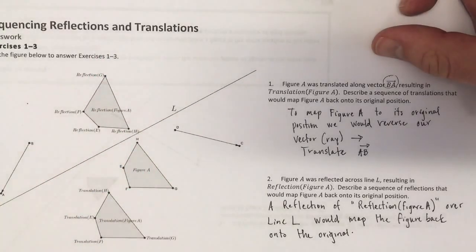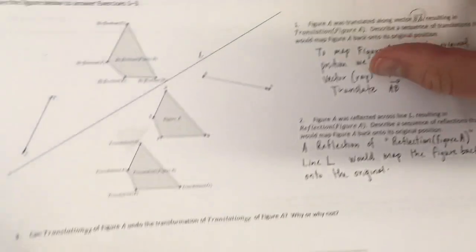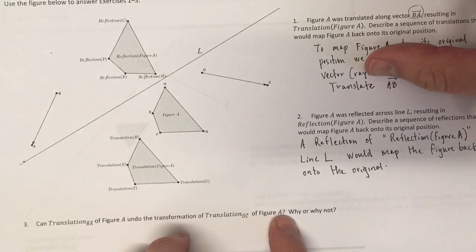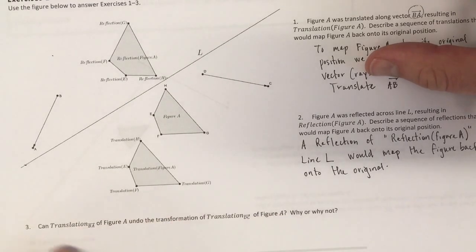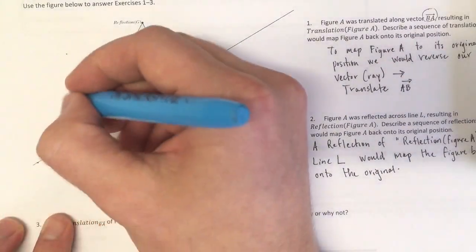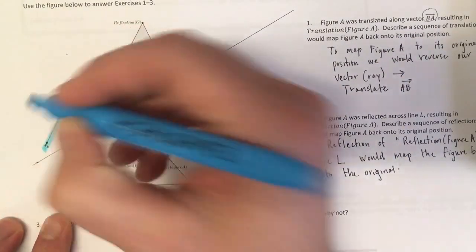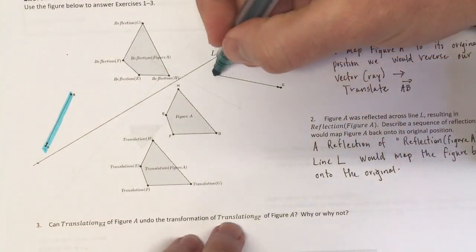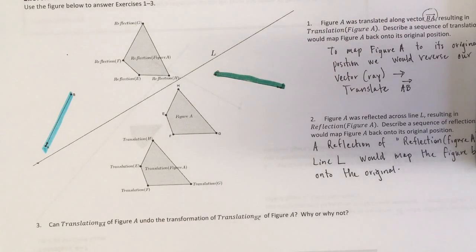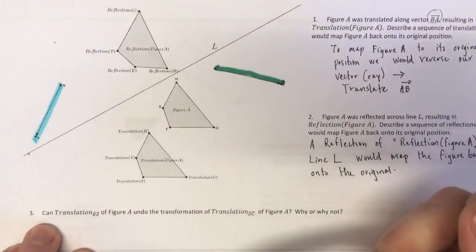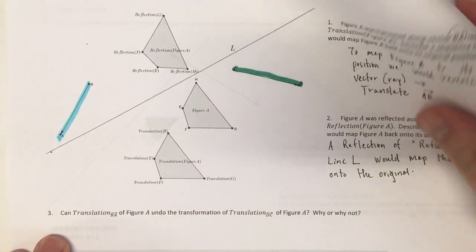Okay. The last question says, can translating BA of the figure A onto a transformation of DC undo? So I'll go back through this. If I translate over BA, will that undo going on a vector DC? And hopefully you can see that these have no relation to each other. The distance nor the direction are inverses. So that's sort of the answer to that question.